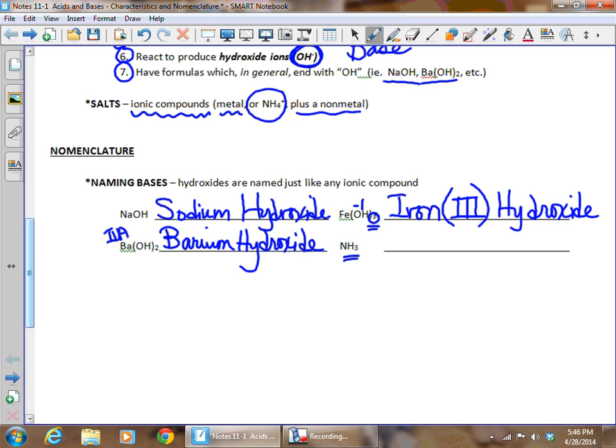There then is one base that I expect you to know, and we'll learn in the next set of notes why this acts as a base when you put it in water. But for now, just realize it's a weird base. I know it does not have hydroxide in it, but it is a base. This is ammonia, and I expect you to memorize this one. It's an exception to the rule.